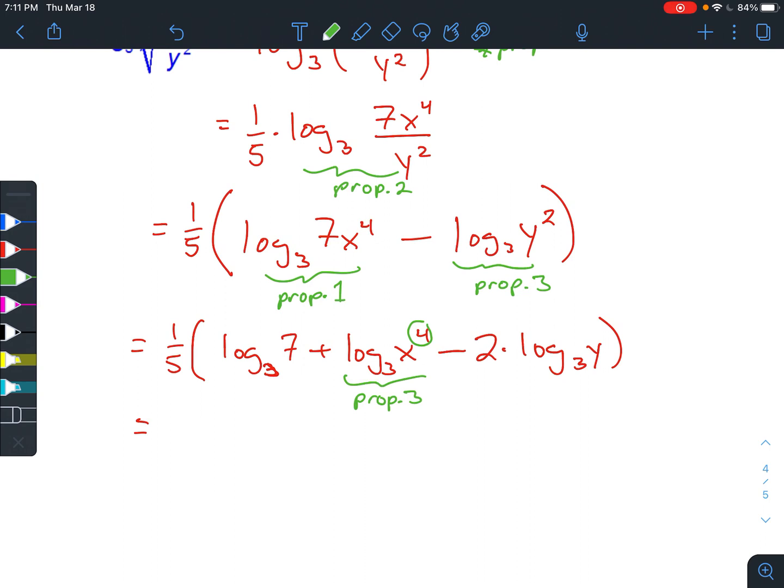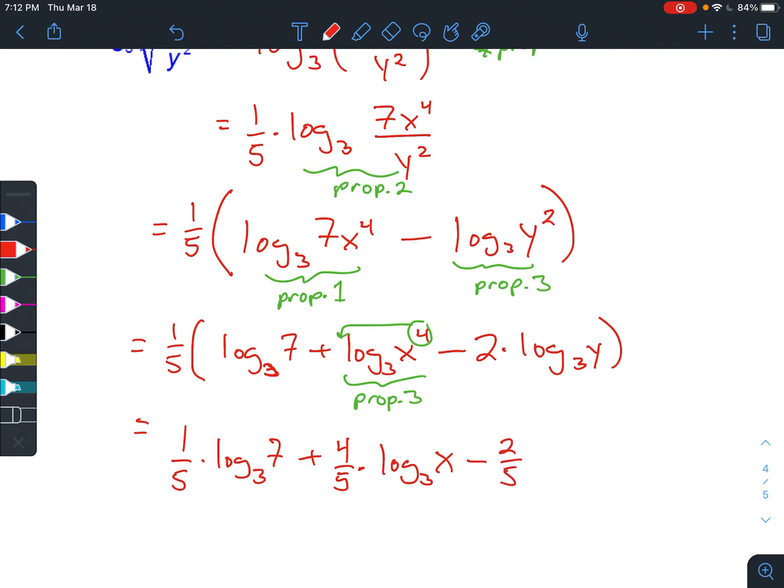I think I'll save us a little bit of time here. I'm going to imagine that 4 is already in front, and because that's the only thing I can do, I'm going to now distribute that 1/5. If I distribute that 1/5, I get 1/5 times log base 3 of 7. I didn't say it, but hopefully you're looking at it going, yeah, I can't raise 3 to a power and get 7, so that's one that doesn't simplify. Then the 4 jumps in front of the log, and the 1/5 distributes, giving us a 4/5 times log base 3 of x. And then finally, that 1/5 distributes to the 2, giving us a 2/5 times log base 3 of y.